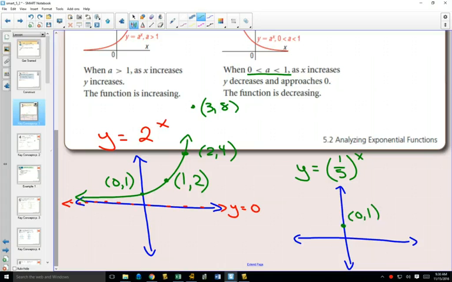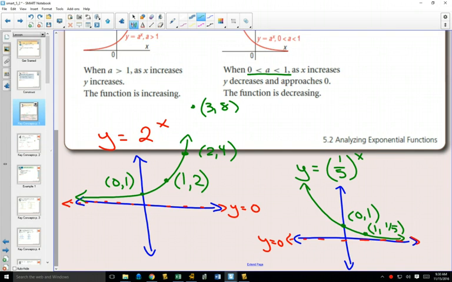When x is 0, y is 1. But in this case, your exponential graph will be decreasing. You still have an asymptote at y equals 0. And the reason it's decreasing is because now if I plug in 1, I will get 1/5, which is less than 1. And so that's why that graph is decreasing.